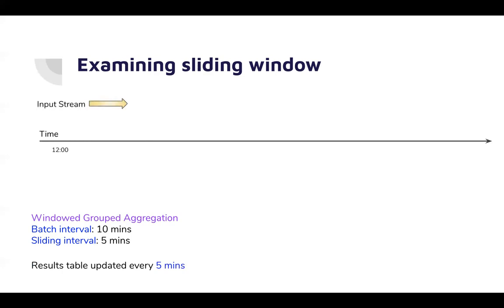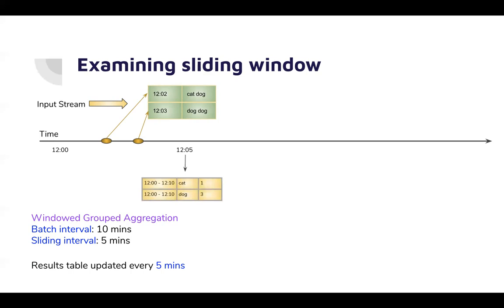At 12, our processing starts, our input stream starts to come up. At 12:02, we get a line of cat and dog. At 12:03, we get a new line. Again, we are doing a word count. So at 12:05, my output will be produced, and this is how the word count will look.